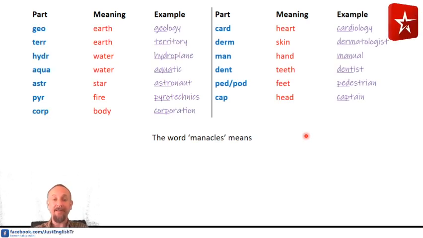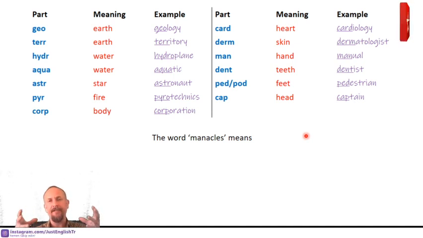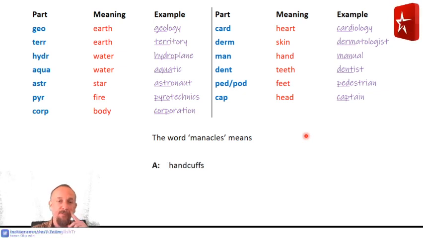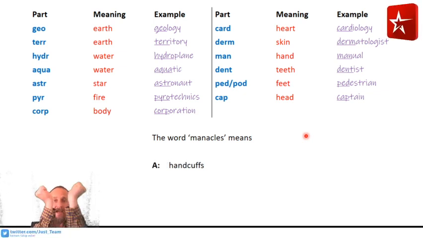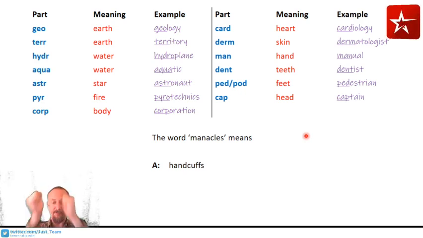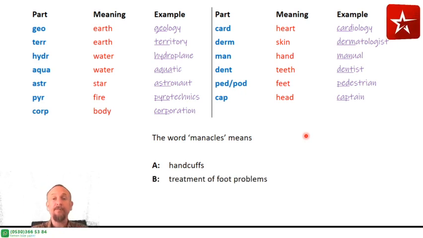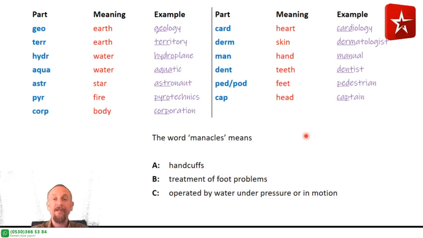So we got the word manacles. This is an old word. It's an old word that we don't really need to use anymore, but I'm just using it as an example. So we have handcuffs, like they have in the police, more for the police or the military police. Treatment of foot problems, operated by water under pressure, or false teeth.